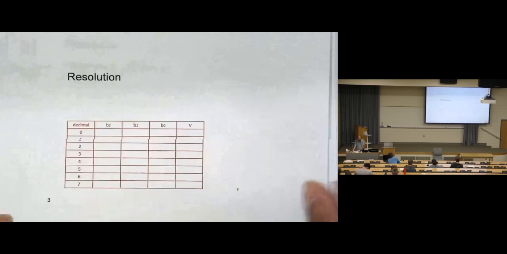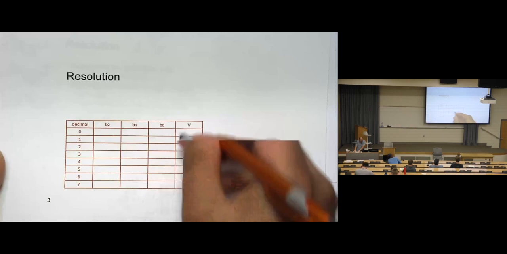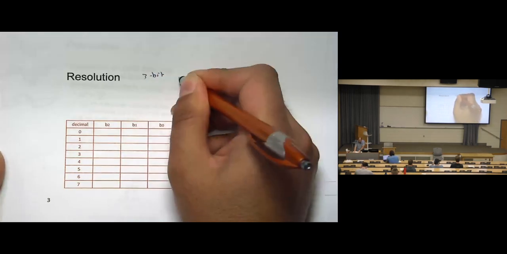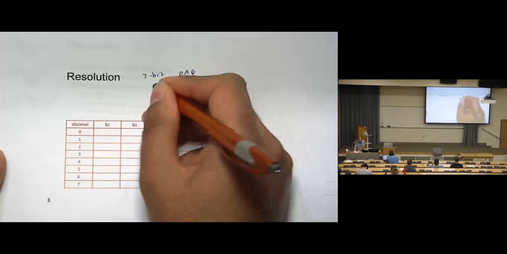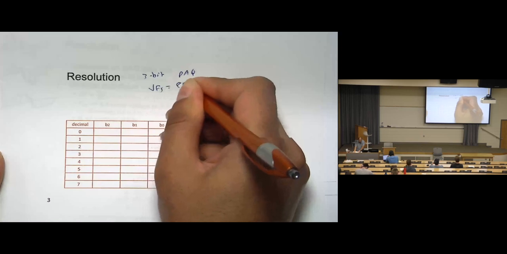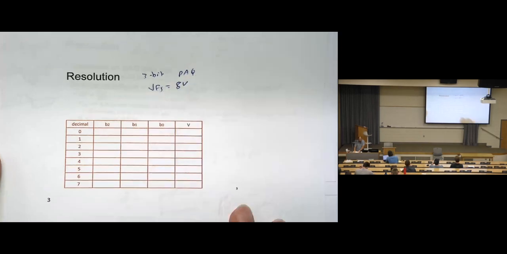Okay, let's assume a 3-bit data acquisition system and V full scale equal to 8 volts. How can we do some analysis on this?